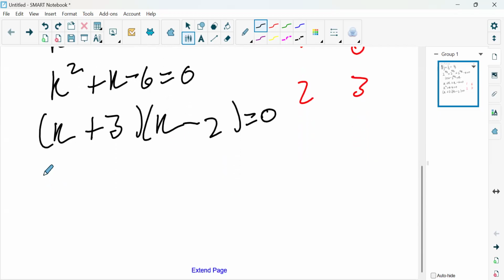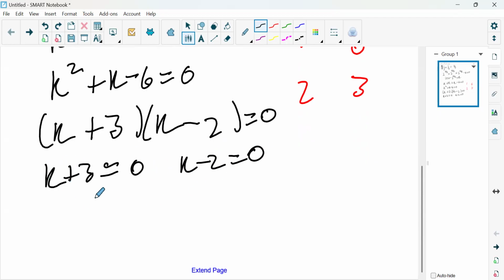Next, we're going to use the 0 factor law. Now if you use the 0 factor law, what are you going to have? We're going to have k plus 3 is equal to 0, or k minus 2 is equal to 0. We'll transpose the 3 to the other side. Transposing it affects its sign, so k is equal to negative 3, or transposing the negative 2 to the other side, k is equal to positive 2.